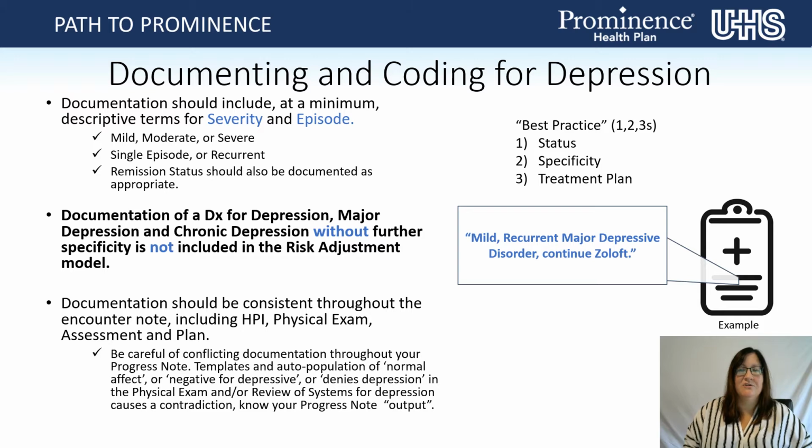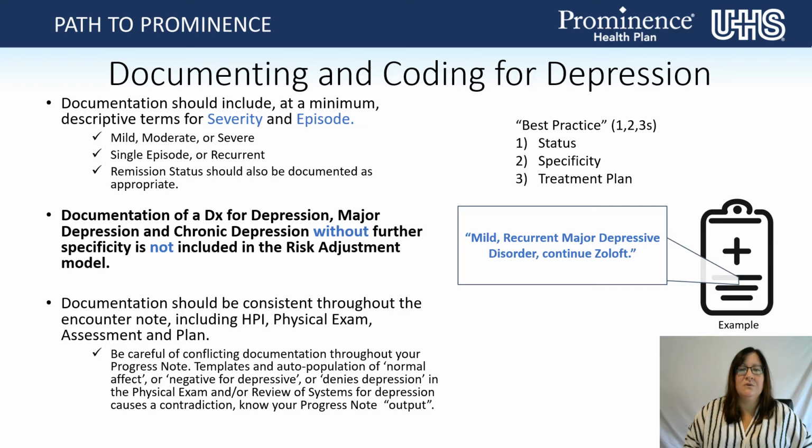Documenting and coding for depression. Recall the best practice of the 1, 2, 3s to include the status, the specificity, and a treatment plan for your depression. Documentation should also include, at a minimum, descriptive terms for the severity and the episode. Is it mild, moderate, or severe? Is it a single episode or a recurrent episode? And the remission status should also be documented as appropriate. Documentation of a diagnosis for depression, major depression, and even chronic depression without further specificity is not included in the risk adjustment model.